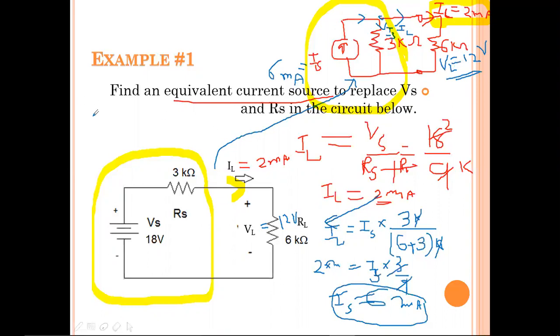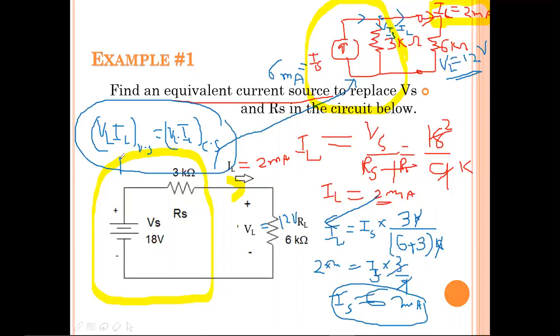So I am going to conclude this. VL and IL of the voltage source is equal to VL and IL of the current source. So this condition needs to be satisfied. Power is a combination of voltage and current. The power at the output should not be affected. Always, constant power should be present before or after conversion.